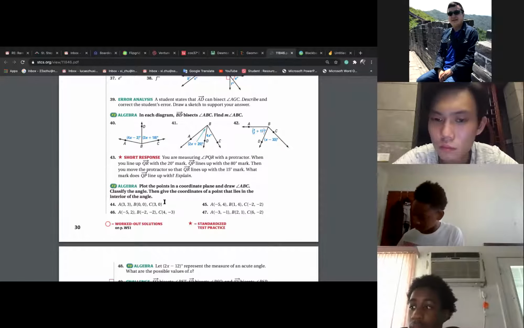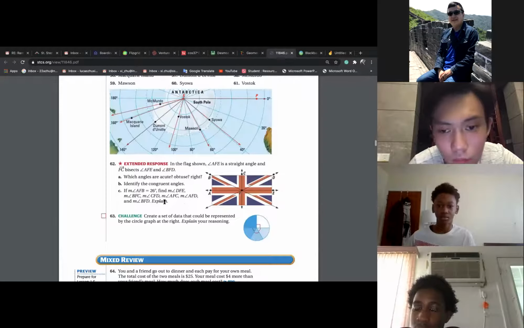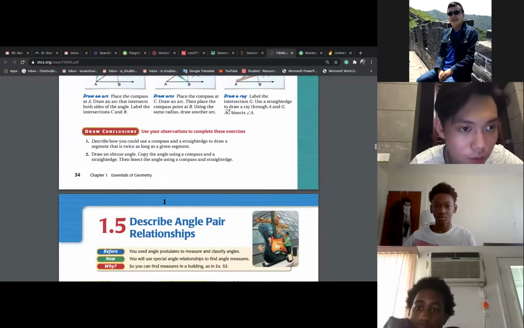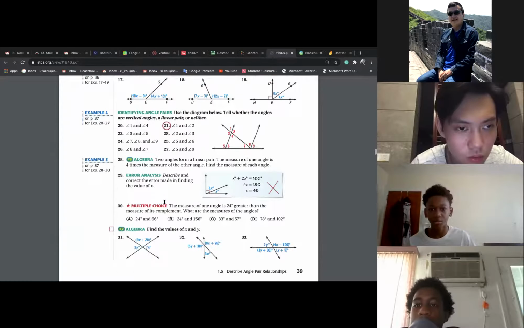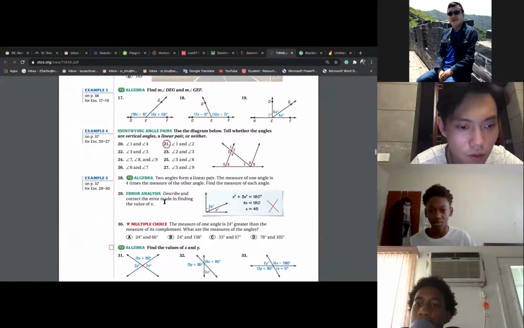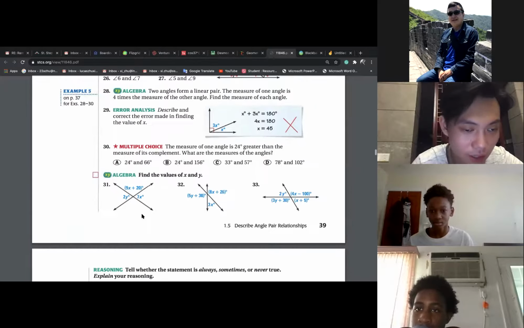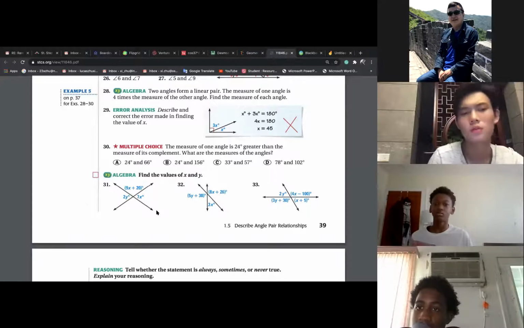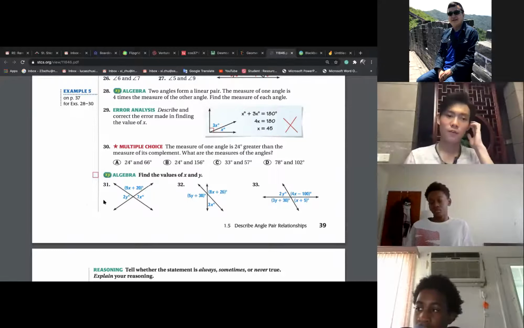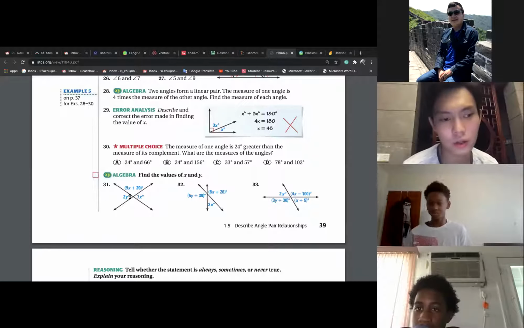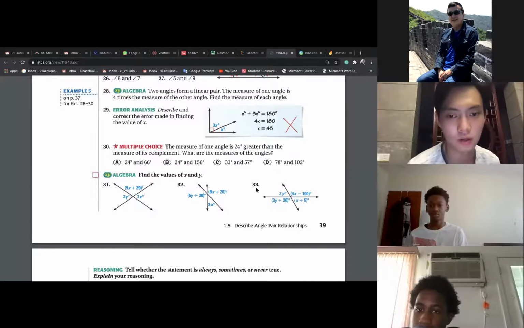Page 39, questions 31 to 33. Okay, here. Find the x and y value, right? So they have two variables in it, which is y and x, in the first question, in all of them.